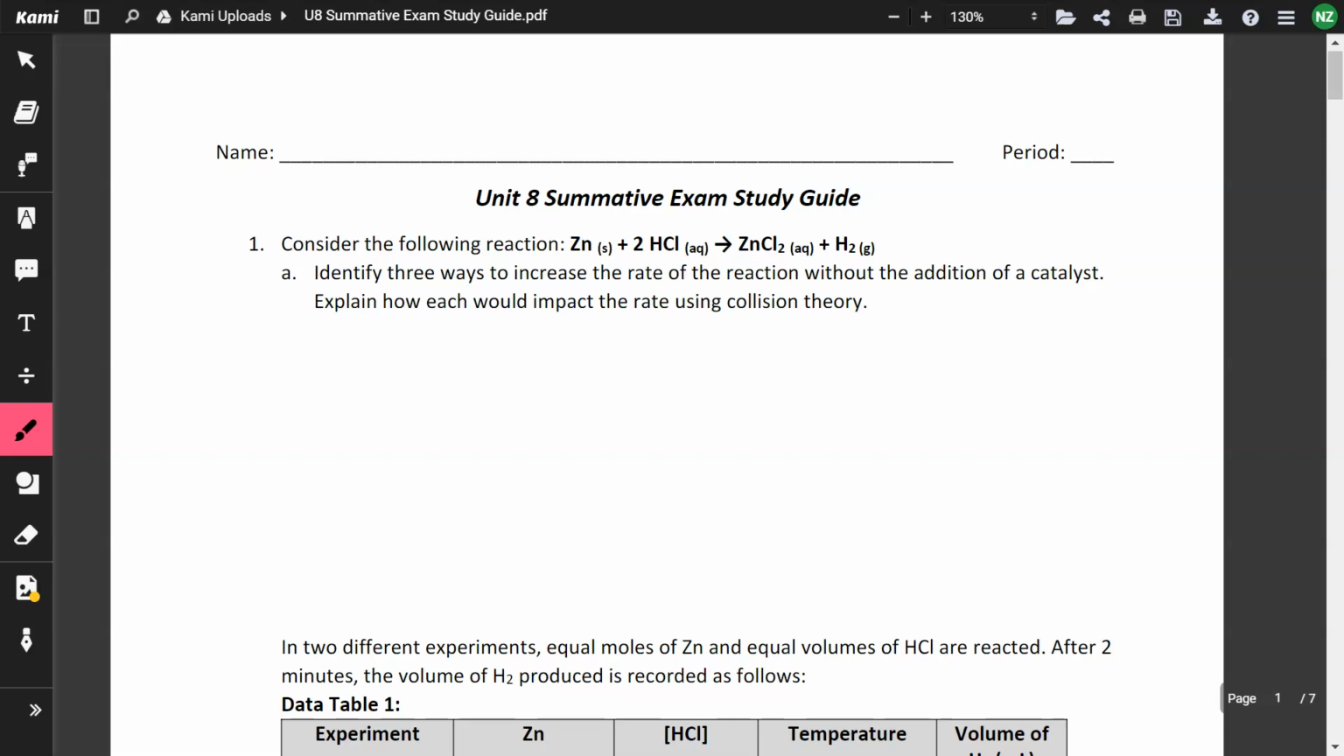All right, question number 1 says, consider the following reaction. Identify 3 ways to increase the rate of reaction without adding a catalyst. Explain how each would impact the rate using collision theory.